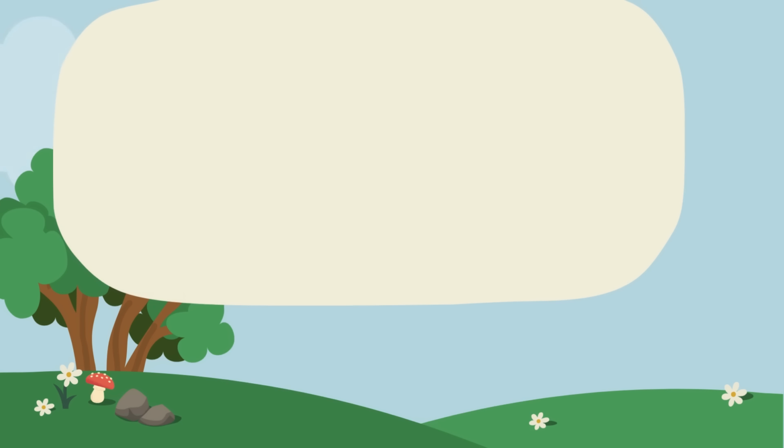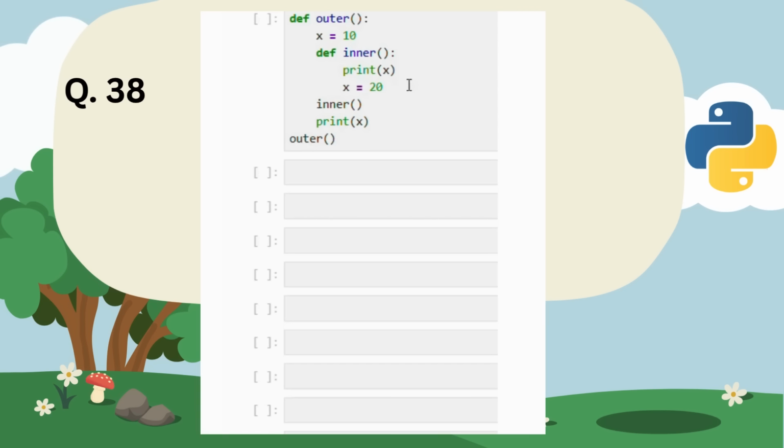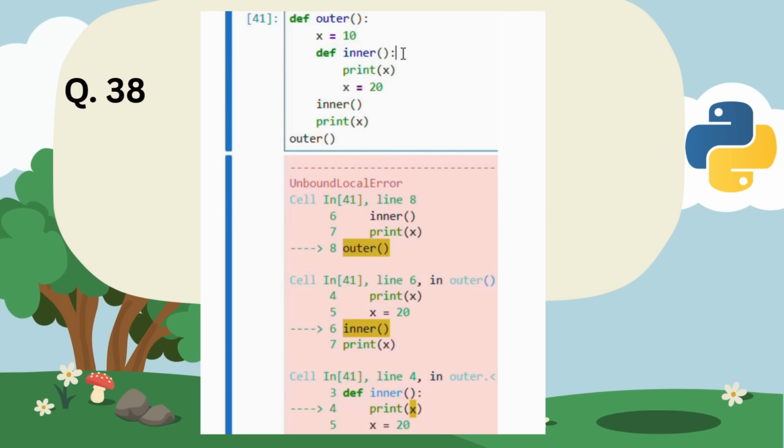Interesting, isn't it? Check out this code. What do you think it prints? Pause and comment your guess. A lot of people expect 10 and 20, but actually, it throws an unbound local error. Why? Because x equals 20 inside inner makes Python treat x as a local variable. So when we try print x, it hasn't been defined yet.